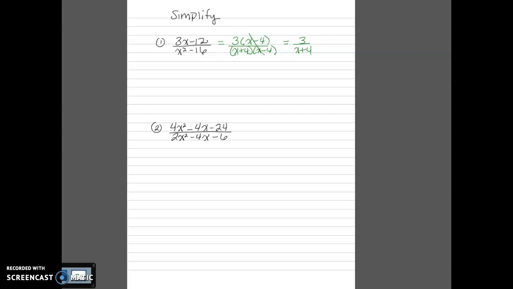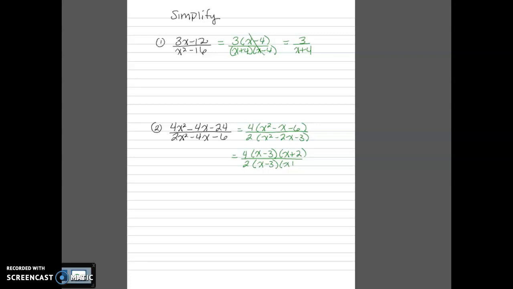In the numerator, we have a GCF of 4. So we'll factor out that 4 first, and that gives us x squared minus x minus 6. In the denominator, we also have a GCF of 2, so I'll factor that out. That leaves us with x squared minus 2x minus 3, but each of these trinomials needs to be factored further. The leading coefficient is 1 for both of these trinomials, so we can just factor by looking for the factors that give us the constant as a product and that add to the middle coefficient.